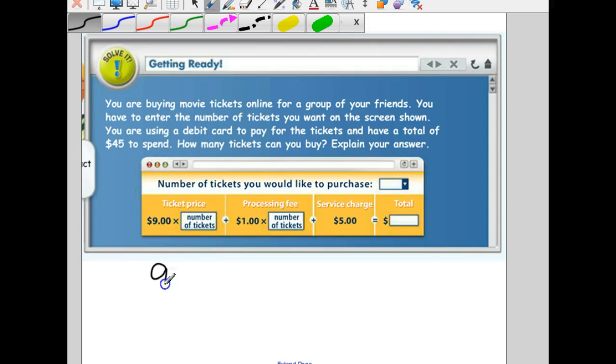There are $9 spent on some number of tickets, so I'll call it 9t, plus you got another dollar spent on the same number of tickets. This is the processing fee. And you get charged a $5 service fee just for using this online purchasing. And you could spend at the most $45. So this is your basic equation.